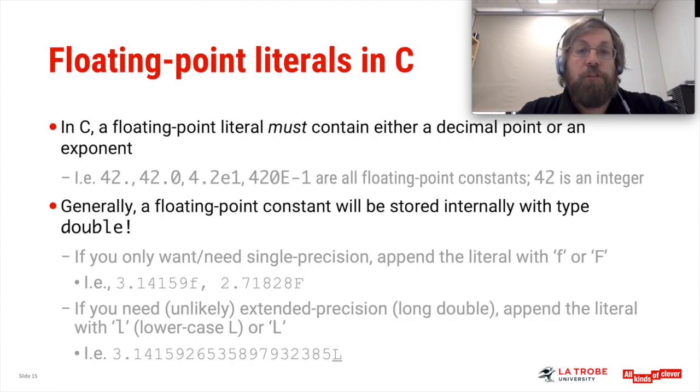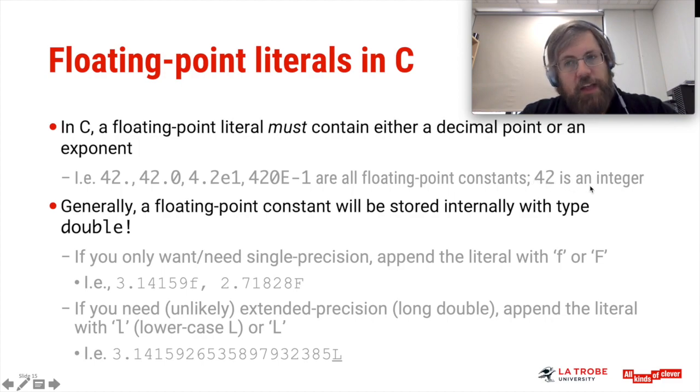For floating point literals, the literal must contain either a decimal point or an exponent. So you can represent 42 in a lot of ways as a floating point number. You can say 42 dot, you can say 42.0, you can say 4.2 E1, which is 4.2 times 10 to the first. You can say 420 E minus 1, so 420 times 10 to the minus 1. Those are all floating point values. If you just type the numerals 42, that's an integer. That's not a floating point value.